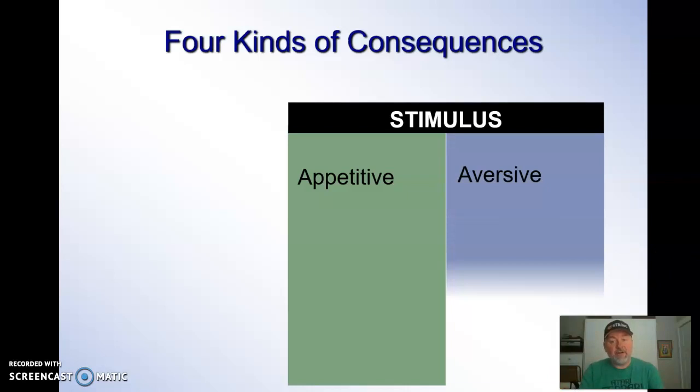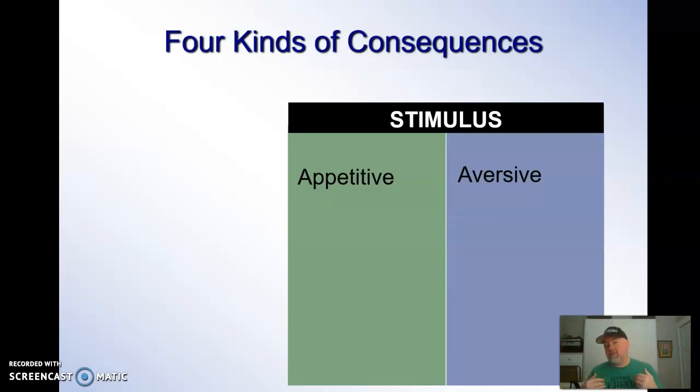Now we have something aversive. That is something you don't like. That is something you have an aversion to. So that would be like a punch in the face. Okay. So we're not using positive and negative here. We're using appetitive, meaning something you like, aversive, meaning something that you don't like.